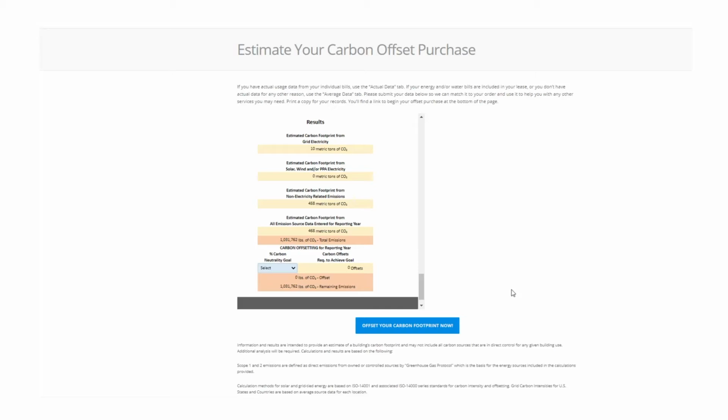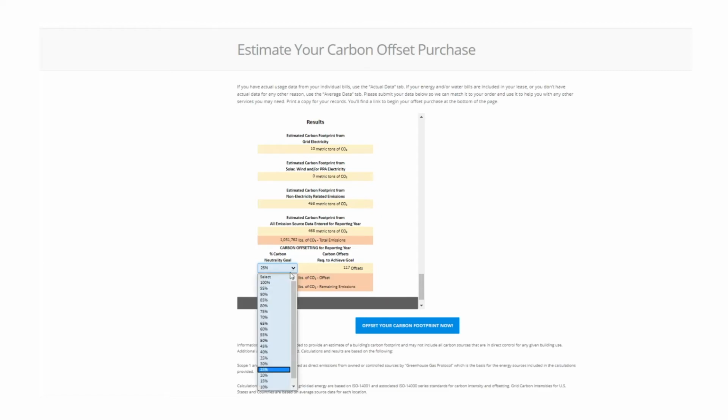We can see that our total carbon footprint for 2019 is 468 metric tons of CO2. 10 metric tons was from electricity usage, and 458 was from non-electrical uses. We want to select our commitment to offsetting. If we were a large industrial user, this could be a fairly large number, and maybe we'll select 25% for our first year as we begin our journey to carbon neutrality. That'll give us the offset commitment, the pounds of carbon that we're offsetting, and our remaining emissions.